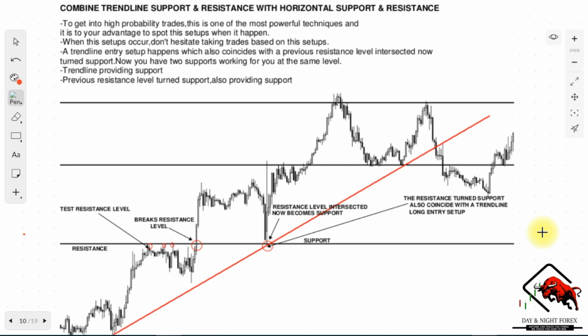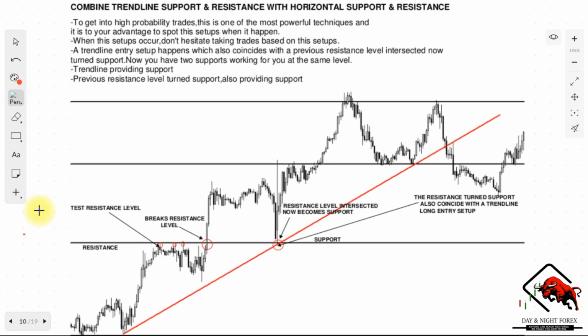So to get into high probability trades, this is one of the most powerful techniques. When these setups occur, don't hesitate to take trades based on them, because this is a very valid and very powerful move. So combine our trend line support and resistance, now that you understand that a trend line is also a support or resistance depending on the market, with our horizontal support and resistance, which you should be used to by now because we've been using them throughout the whole course.